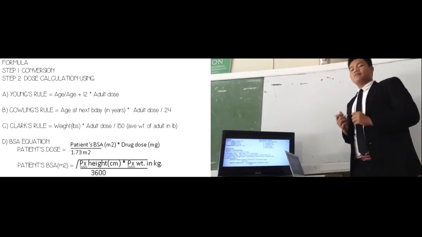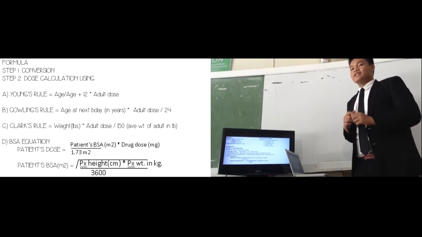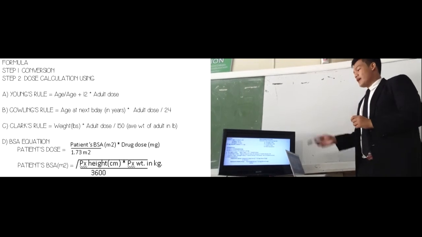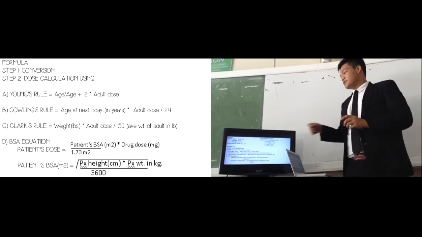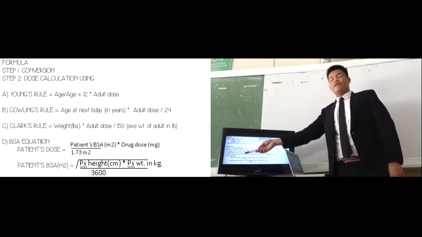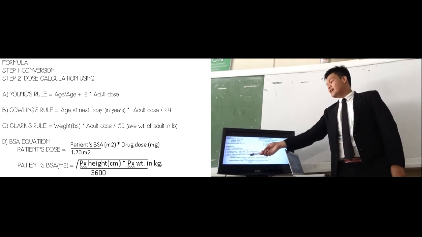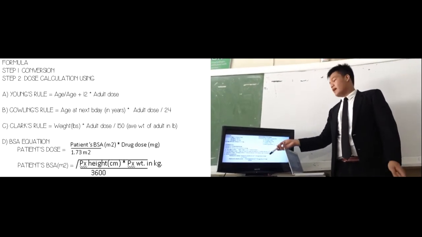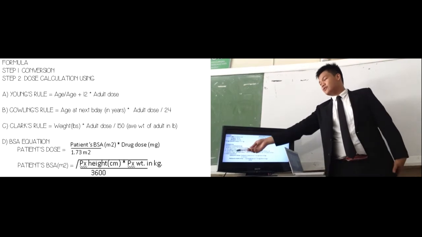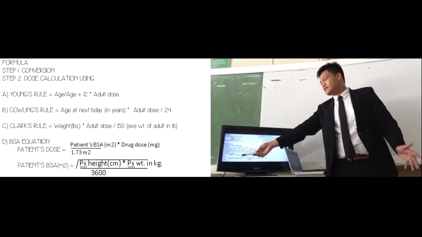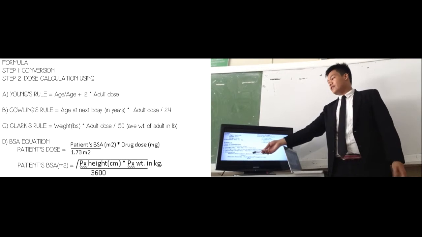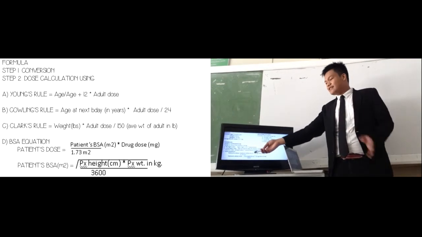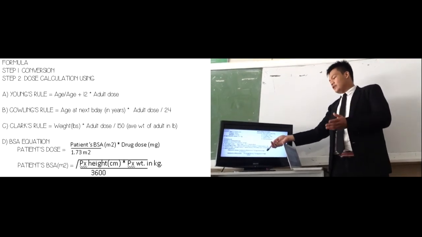In Young's rule, we have this formula: age divided by age plus 12 times adult dose. In Cowling's rule, we have this: age at next birthday in years times adult dose divided by 24. In Clark's rule, we have this: weight in pounds times adult dose divided by 150. The 150 there is the average weight of an adult in pounds.